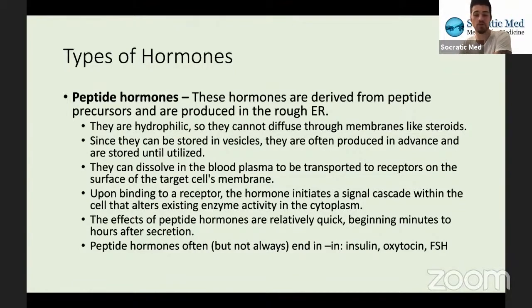And peptide hormones often, but not always, end in -IN. That's a pretty common protein ending. Insulin, for example, is a peptide hormone. Oxytocin is a peptide hormone. But then again, follicle stimulating hormone is also a peptide hormone, and it doesn't end in -IN. So if you see -IN on the exam and they're talking about a hormone, it's safe to say it is a peptide hormone. But just because it doesn't have an -IN doesn't necessarily mean it's not a peptide hormone. FSH is a pretty common one that you'll see on the MCAT, so you should commit to memory the fact that it is a peptide hormone.